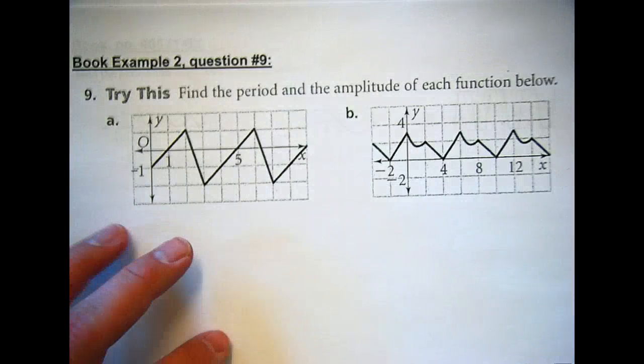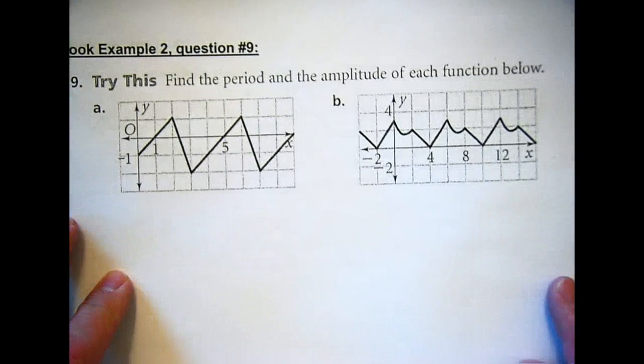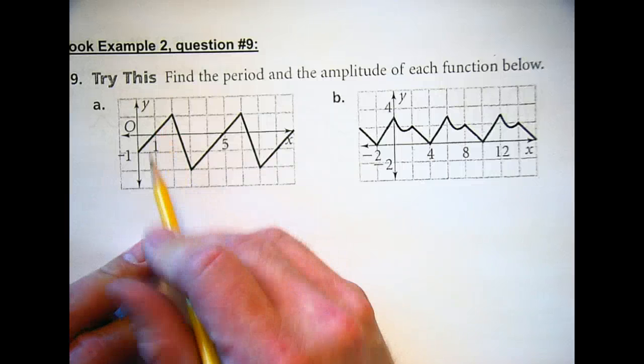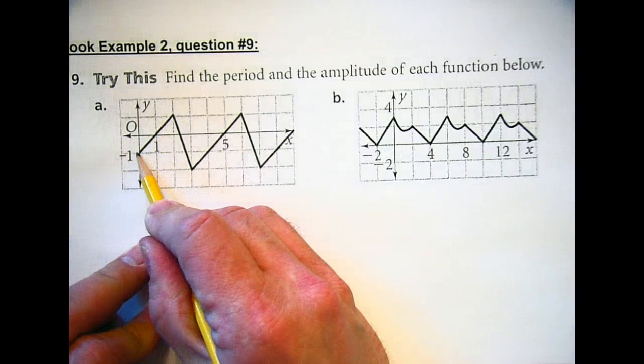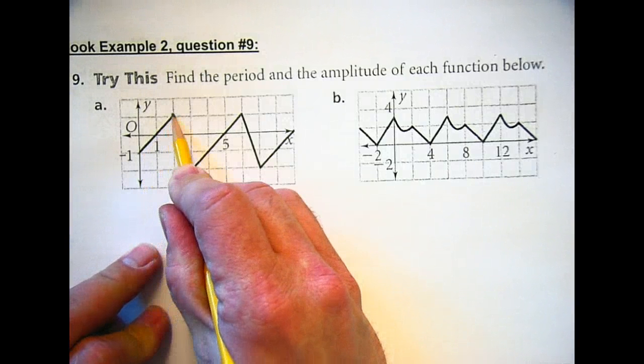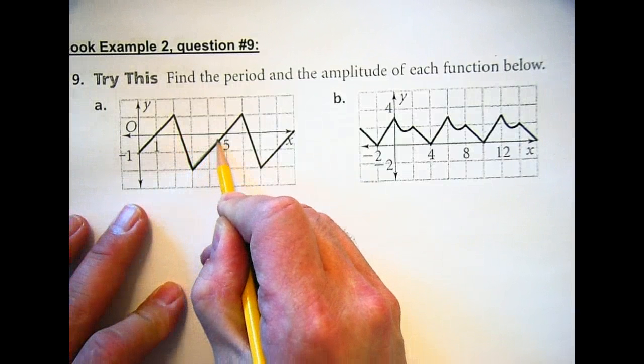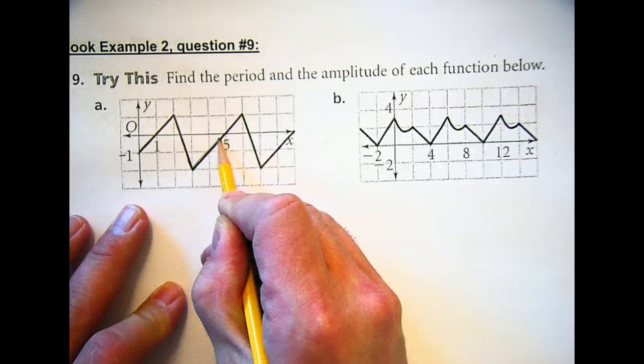So if we take a look at number 9, it says find the period and amplitude of each function. First of all, I have to figure out where this is repeating. As I trace it, you tell me when to stop my trace to get to where it starts repeating again. No. Back. Go back. Rewind.